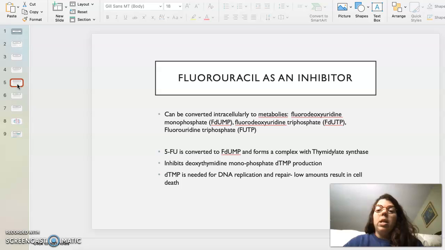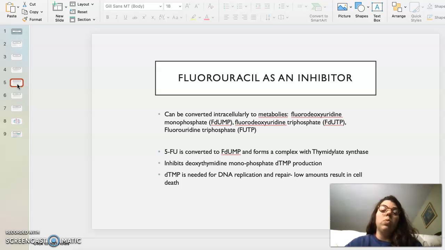So it works as an inhibitor for DNA and RNA. I'm going to discuss DNA first and the pathway. So when it enters a cell, it can be converted to 3 different metabolites: fluorodeoxyuridine monophosphate, or FDUMP, fluorodeoxyuridine triphosphate, or FDUTP, and fluorouridine triphosphate, or FUTP.